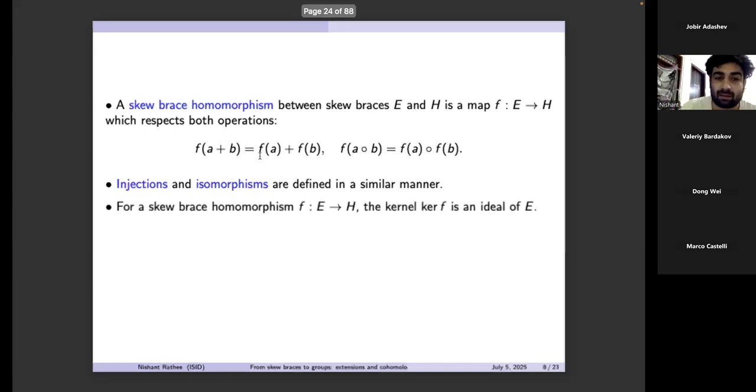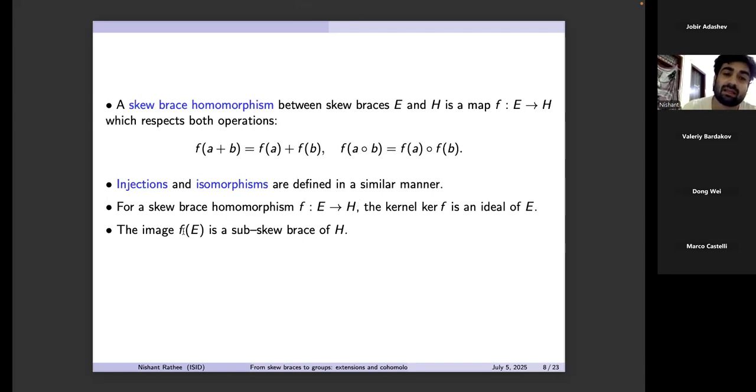If you have a skew base homomorphism, then the kernel of the homomorphism will also be an ideal of E, very similar to the category of groups. In the category of groups, kernels are always normal subgroups, and the same holds here in the category of skew bases. The image of a skew base under a homomorphism will be a sub-skew base of H.